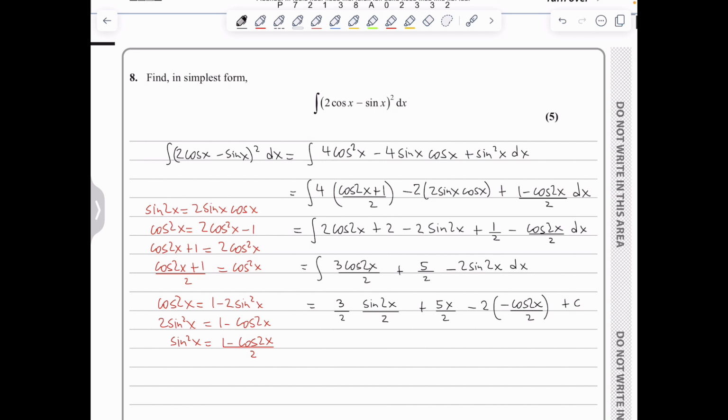Remember, we need to simplify our answer, so this leads to 3 sine of 2x over 4 plus 5x over 2. And then we also have plus cos of 2x plus c, which is the final answer.